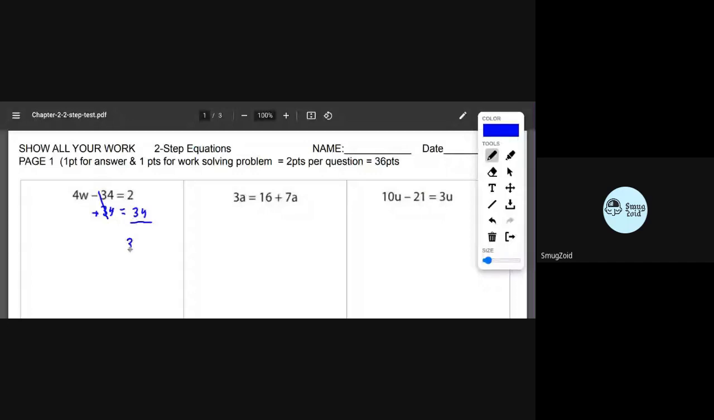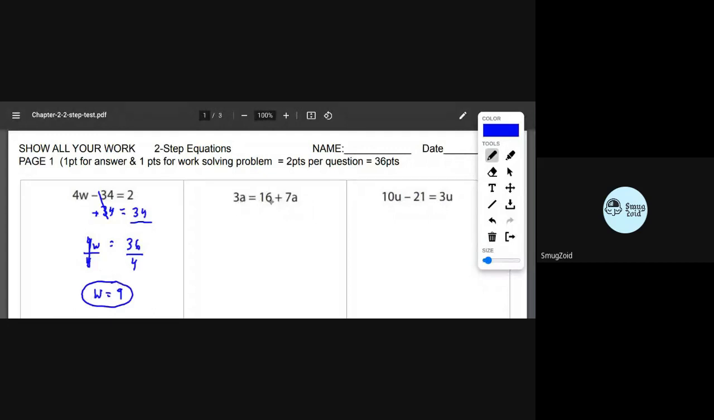Okay, this becomes 36 equals 4w. Then I divide by the coefficient in the front to both of them to make this a 1. In doing so, w will equal 9. Let's take a look at this guy.